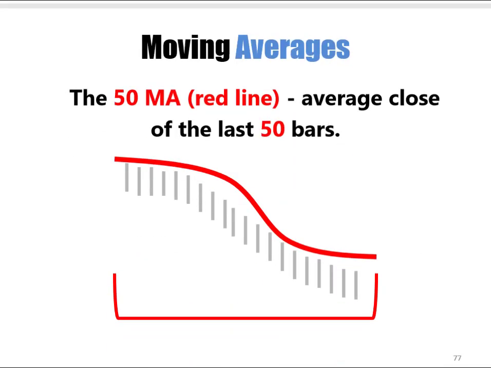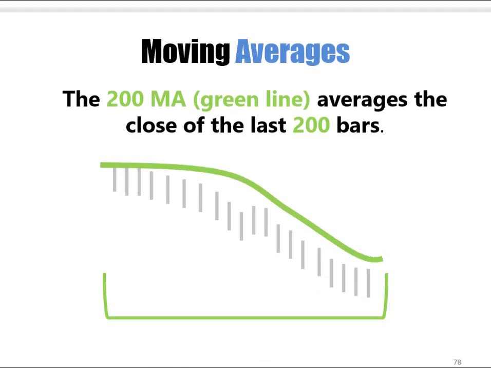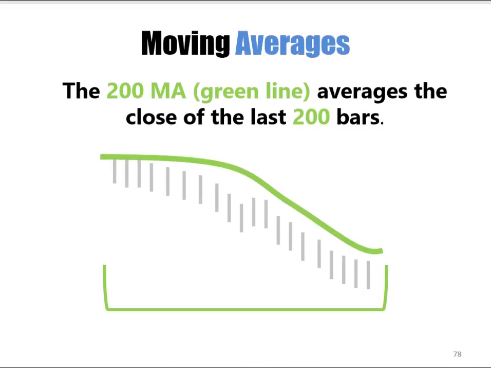Now the industry standard color for a 50 moving average is red. So again, if this was a daily chart, the 50 red moving average would show you the average price over the last 50 days. And of course, the last being the 200. Now, the 200 being the slowest moving average, of course, is giving us an average over a wider period. This could be on a daily chart, the average price of the last 200 days.